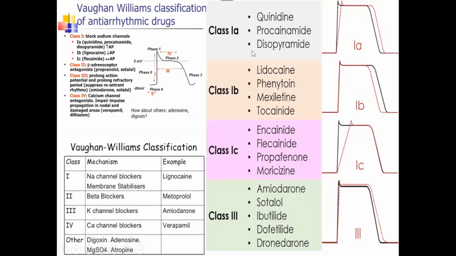So as I mentioned, class 1A, 1B, 1C, and class 3. You can see the effect. Class 1A affects where? Class 1B affects where? Class 1C affects where? Class 3 affects where? And membrane stabilizers. Class 1A, membrane stabilizers. So these are information that you have to know, but I have gone through the Vaughan-Williams classification. How about others? Adenosine, digoxin. This is where they do not fit into this classification.